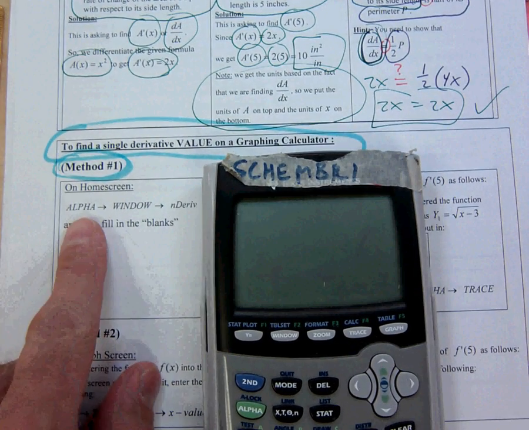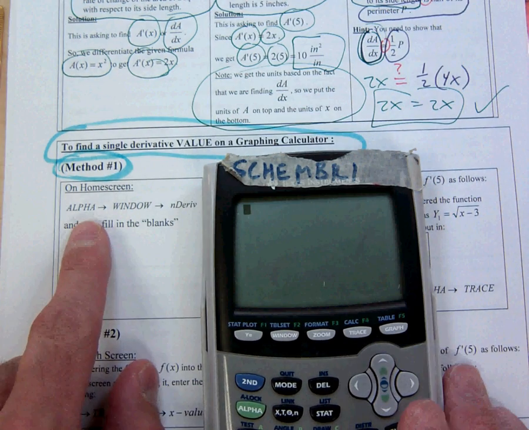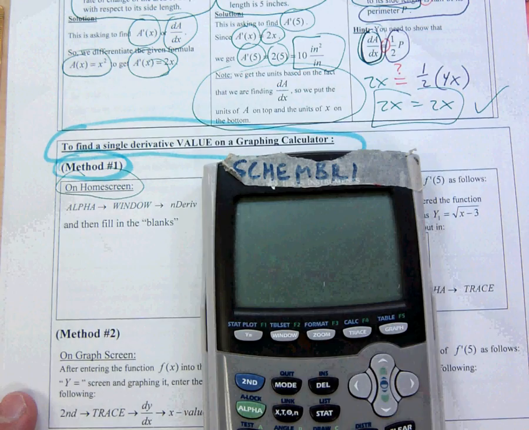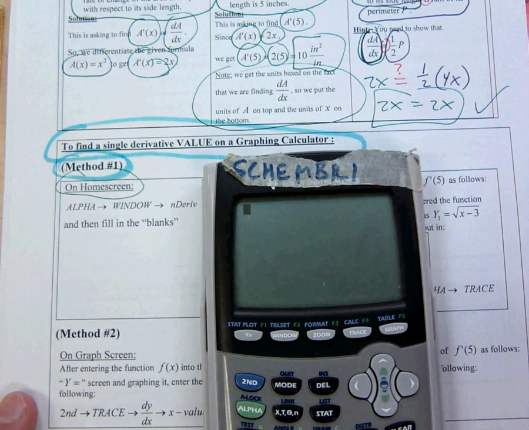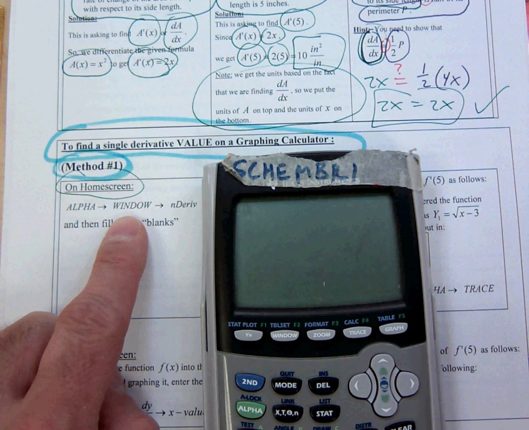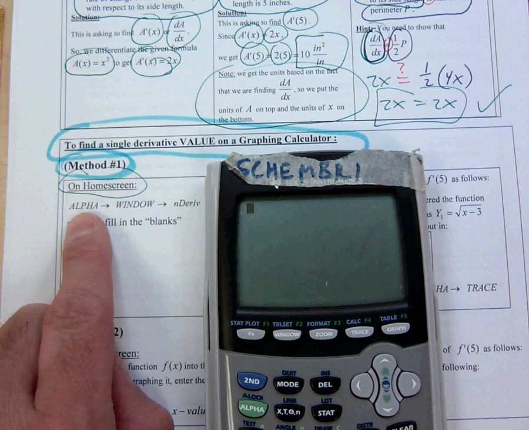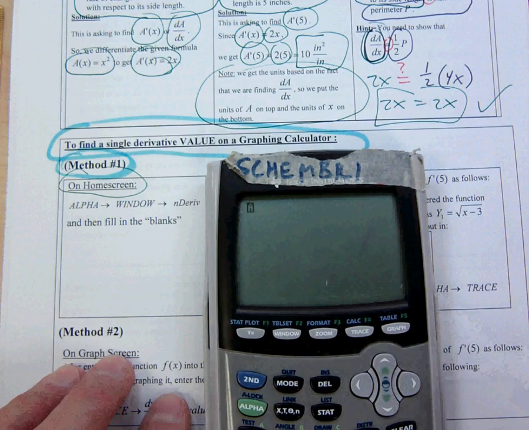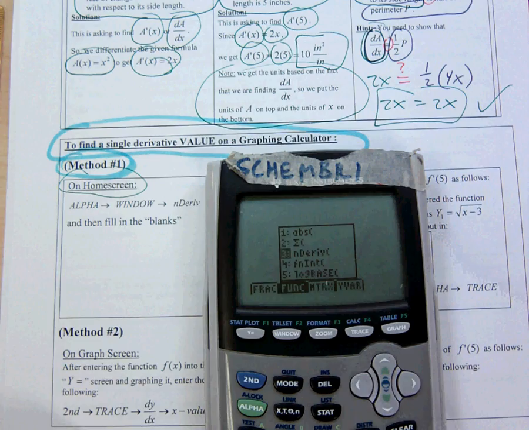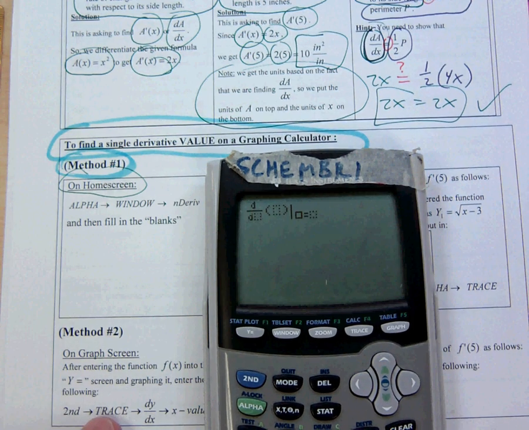Don't do it yet, but this is what you do. If you're on the home screen, everybody knows what the home screen is, right? That's the main screen where you can do all your calculations. You hit the alpha button, then the window button, and then choose the option that says nDeriv. That's how you find a derivative. Are you following me? So choose that option, and then basically it's just fill in the blanks.